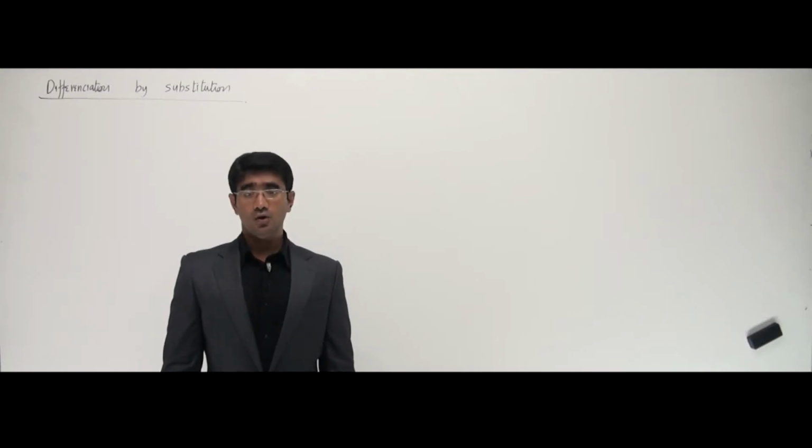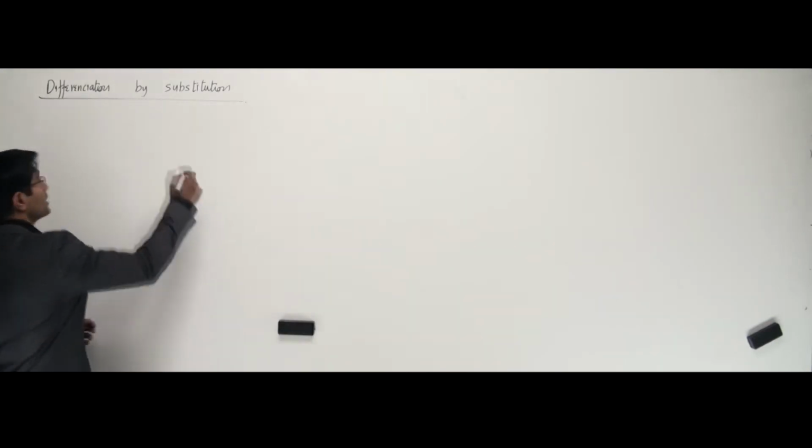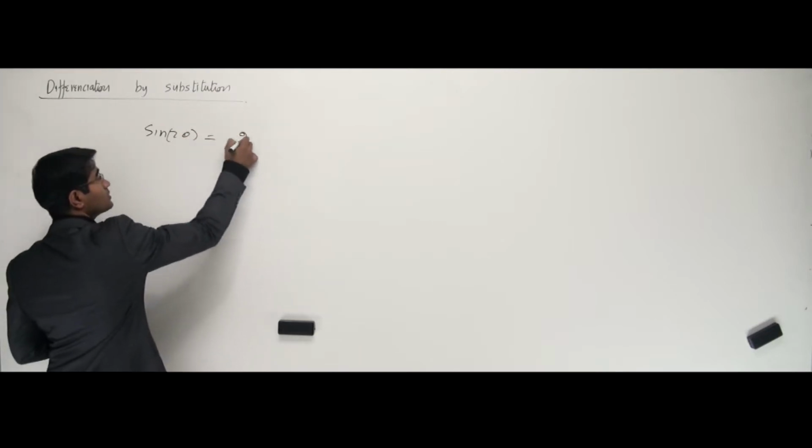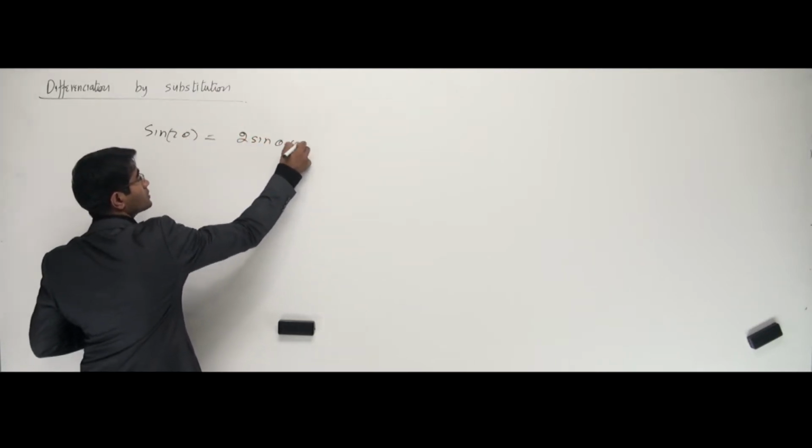Right guys, now let's see how to make more problems in differentiation, that is using the substitution method. Using the next identity, I would like to use sine 2 theta. The formula says 2 sine theta into cos theta.